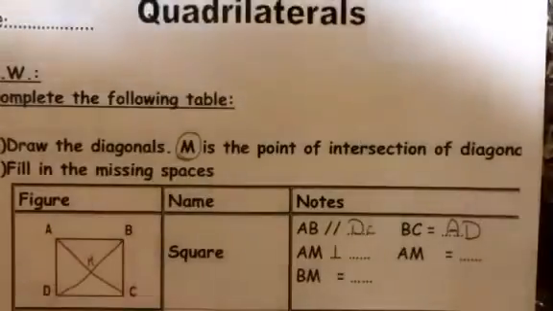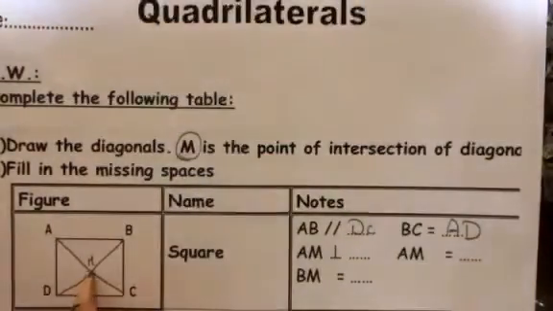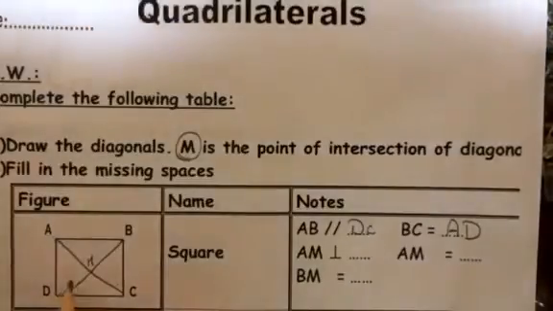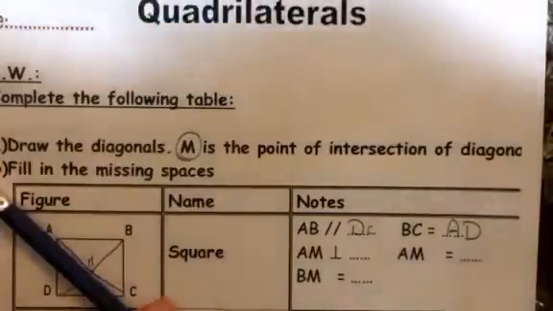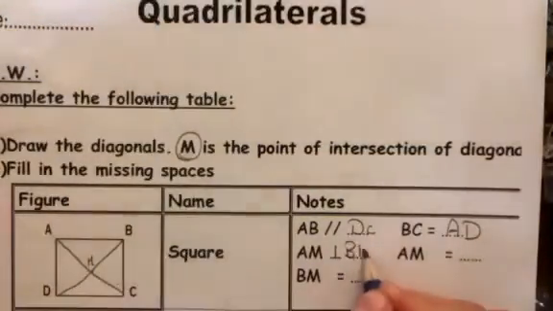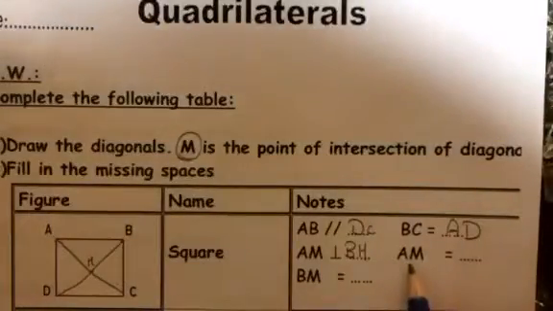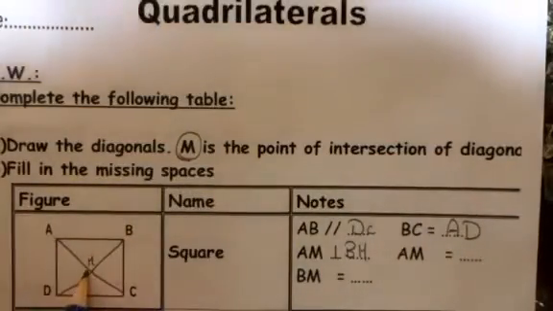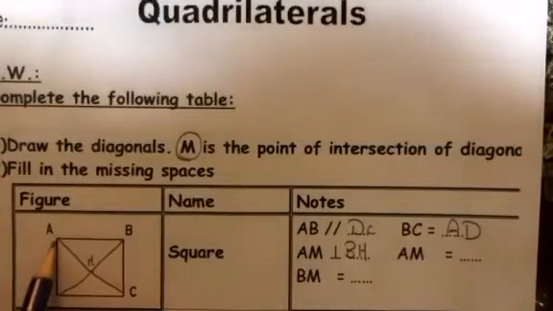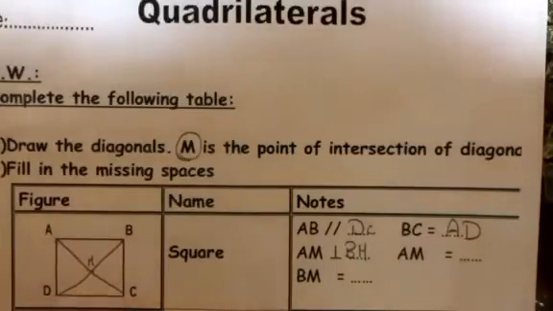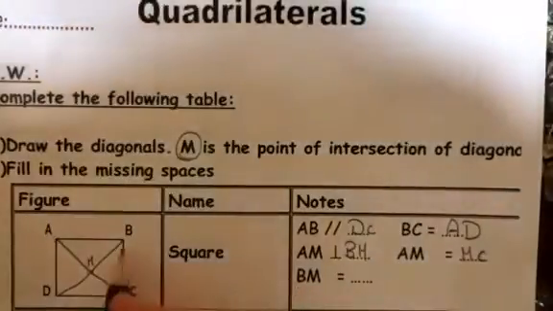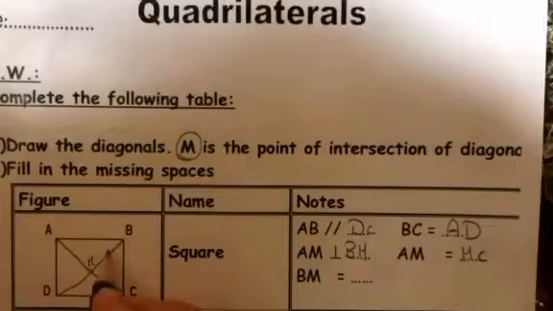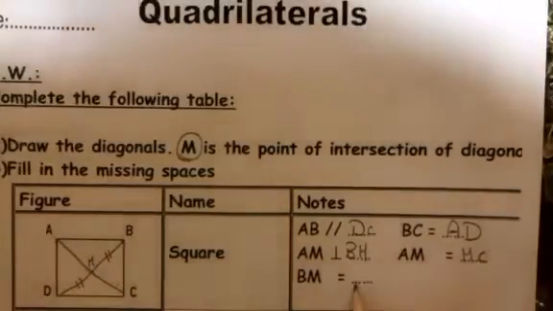AM, where is AM? AM is here. AM is perpendicular, made a 90 degree on what? AM is like this, so it makes a 90 degree on BM. AM equals to what? I said that in the square, all its diagonals are equal to each other, so AM equals to MC. BM equals to BM, it's the same. BM equals to MD.